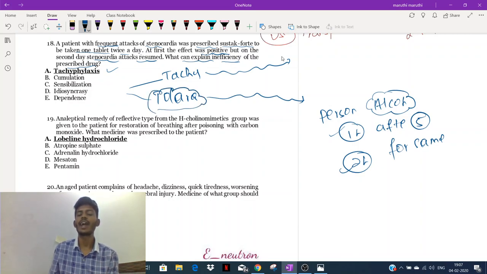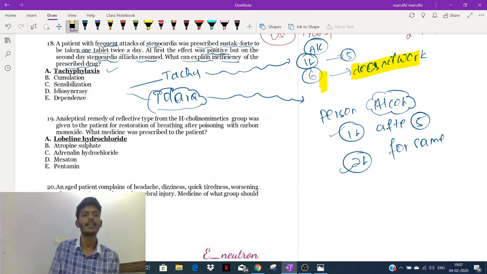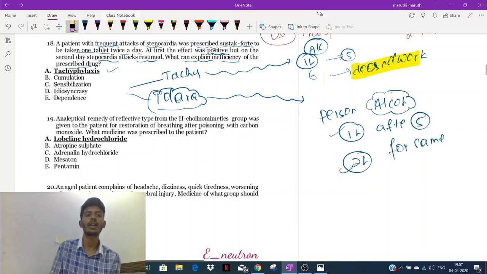Now, tachyphylaxis is this: I have an alcoholic person who took 1 liter of alcohol for 5 days. On the 6th day he takes alcohol, and it does not work. What do I mean by does not work? It will not show the effect even by increasing the dose. Even if I give 2 liters, for example, the person had 1 liter, he thought it's not working. So if it is not working, what will he do?